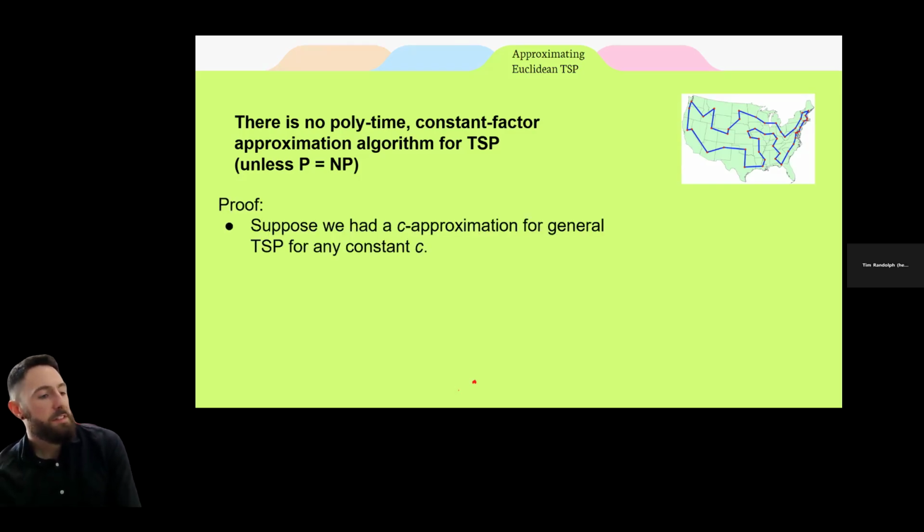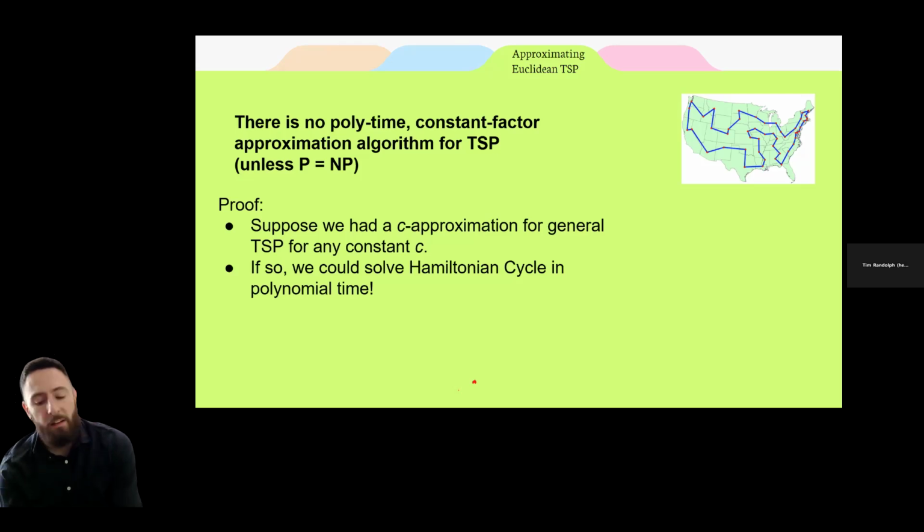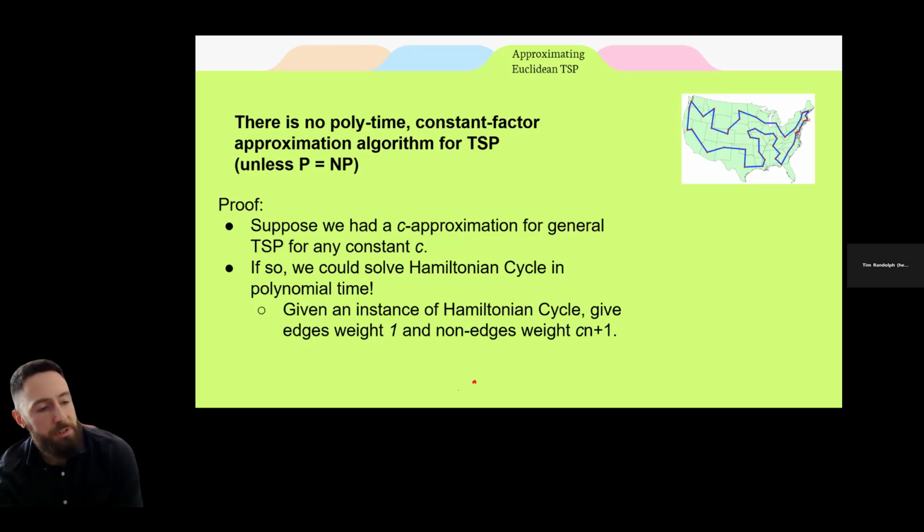So let's assume for contradiction that you have a nice C approximation algorithm for the TSP problem for some constant C, maybe a 100 approximation algorithm, which doesn't seem too unreasonable, right? Something within 100 times the fastest possible path. Well, if we had such an algorithm, this would give us a contradiction. And the way to think about it is this. Give me an instance of Hamiltonian cycle.